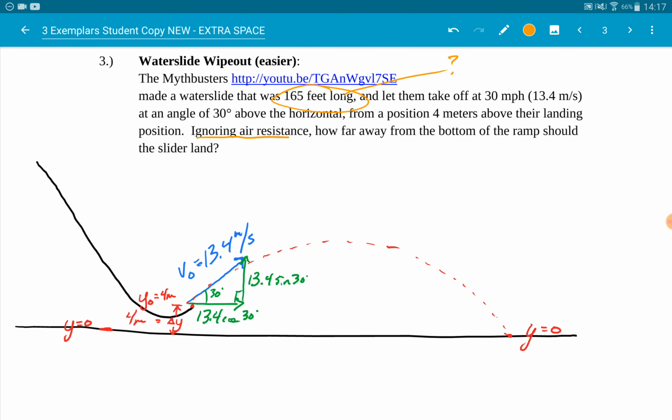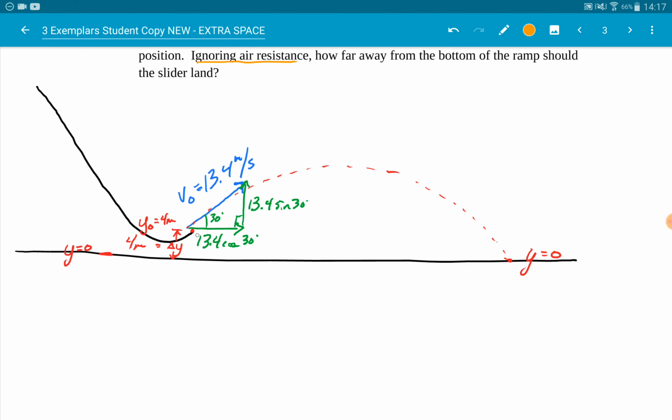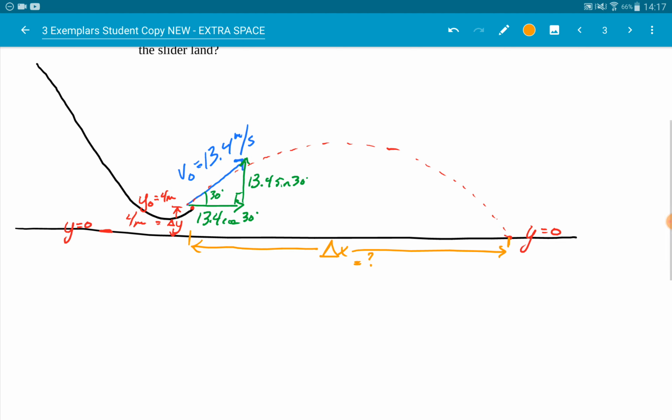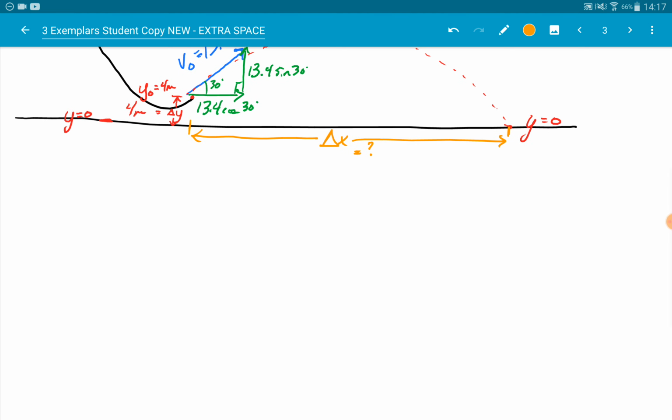Ignoring air resistance, as we always do, how far away from the bottom of the ramp should the slider land? And so we're looking from, they took off right there, and they landed over there. So we're looking for that delta x from there to there. And that's equal to a big old question mark there. And I usually do that so that I make sure I'm on the straight and narrow and I remember what I'm doing here. Okay. So you know that the x dimension and the y dimension are two separate things.